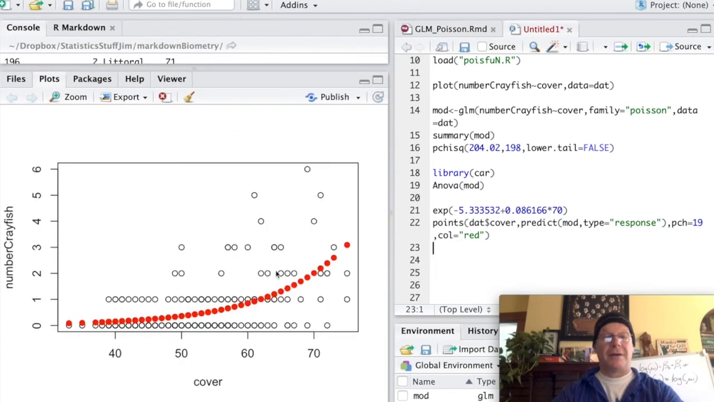And now we can look at what our model is predicting. Again, the black dots here are observed data, and the red dots there are the expected number of crayfish you would expect to see as a function of cover. So again, it's a nice little curvy relationship.